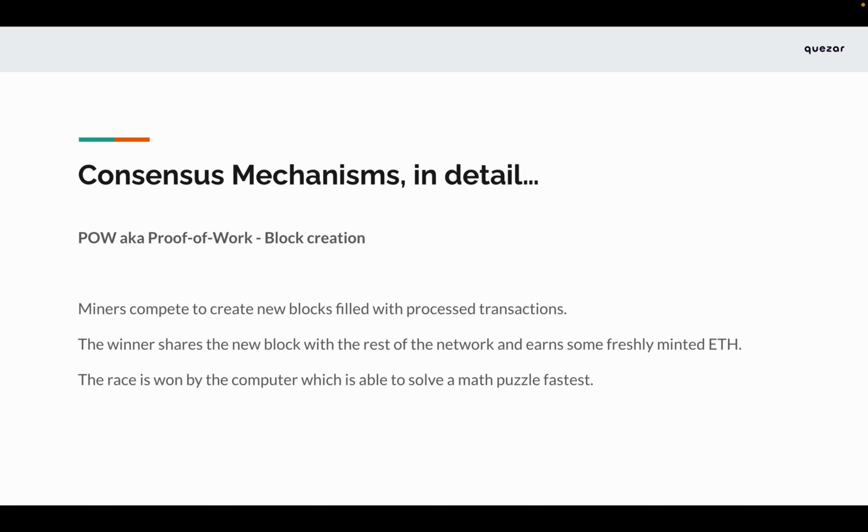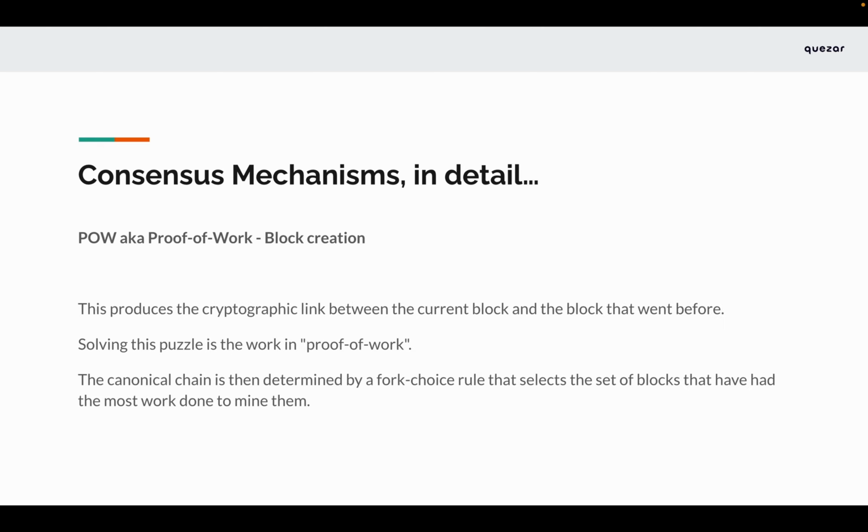So, in proof of work, also known as POW, miners compete to create new blocks that are filled with processed transactions. The winning miner shares the new block with the rest of the network and they earn some freshly minted ETH. The race to create the winning block is usually won by the node that is able to solve a math puzzle in the least amount of time. Solving that math puzzle is actually the work in the proof of work. This is a cryptographic math puzzle, and a lot of computations are required to solve this puzzle.